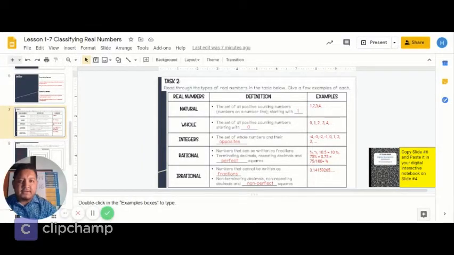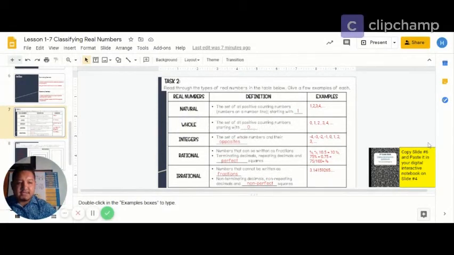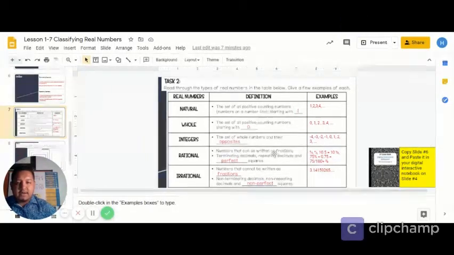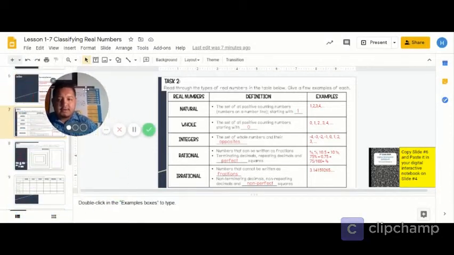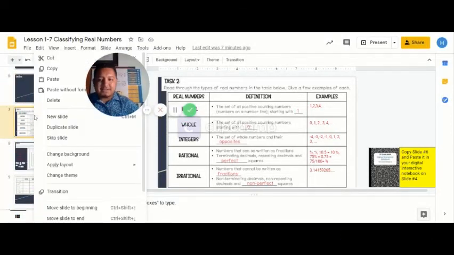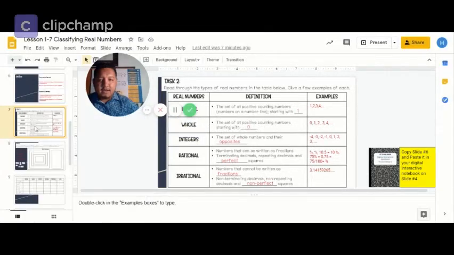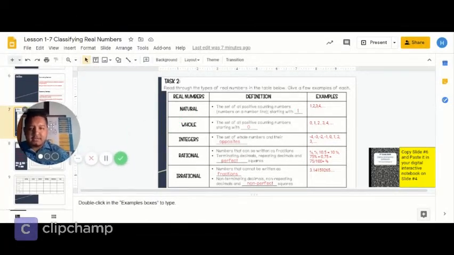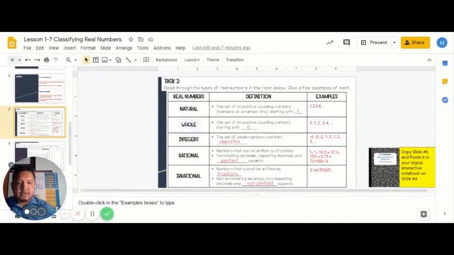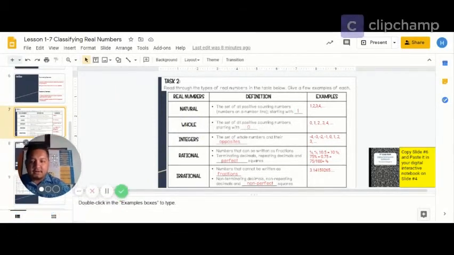All right, guys. Now that we have finished those notes here, you have a little note on the side here where it says copy slide number 6 and paste it in your digital interactive notebook on slide number 4. So please go ahead and click on the slide here. Okay, this is actually slide number 7. It's not slide number 6. Go ahead and click copy, and then you're going to take this over to your interactive notebook and paste it in on slide number 4. Slide number 4 is already labeled for you in your table of contents, so just go ahead and paste it there, and let's move along.